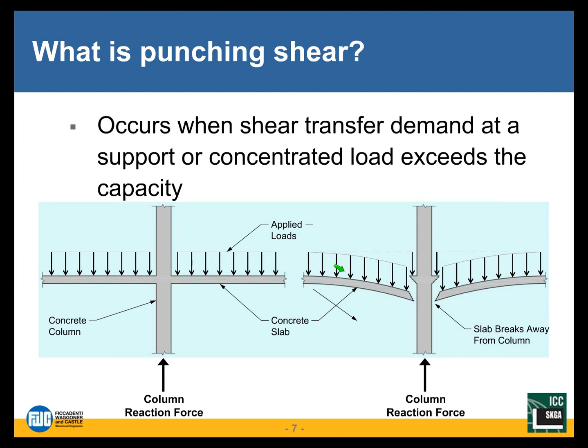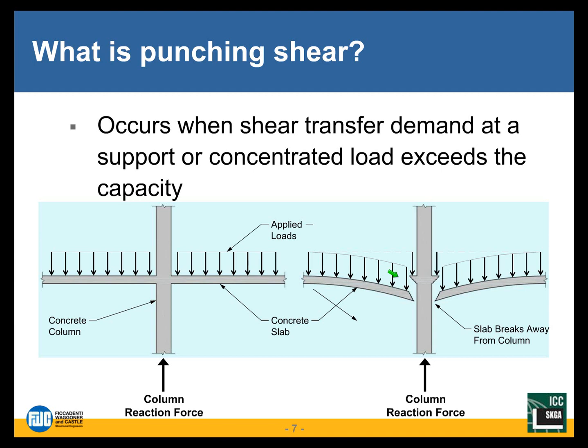So what is punching shear? We talk about it as shear. Really, it's a diagonal tension failure in the system. Whenever the shear transfer demand, the diagonal tension demand at a support or at a concentrated load, exceeds the capacity of the slab to transfer that load, we see what we refer to as punching shear. For example, what's happening in this figure is not so much that the column is punching through the slab per se. The column sits still, obviously, and then the slab breaks away because the load that the slab is transferring into that column exceeds the ability of the slab to transfer it in.